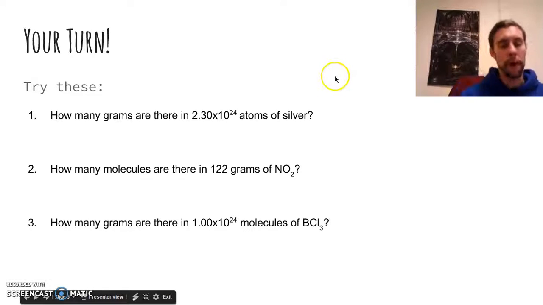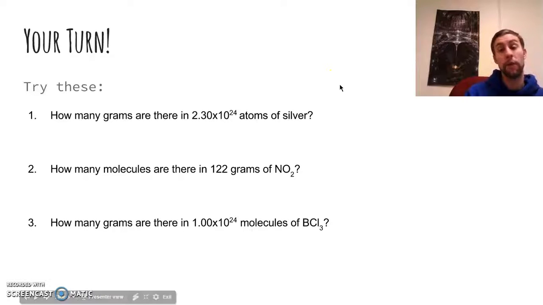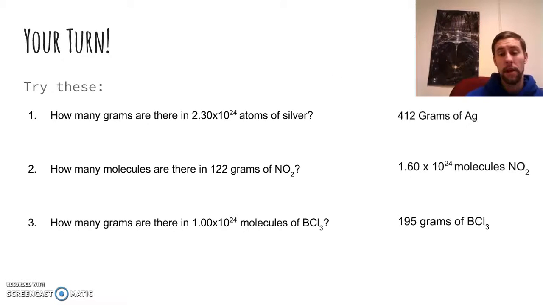Okay, hopefully you've got answers. Number 1 is asking how many grams there are in 2.3 times 10 to the 24th atoms of silver. You should get 412 grams of silver. Second one, you should get 1.6 times 10 to the 24th molecules of NO2. The last one should be 195 grams of BCl3.